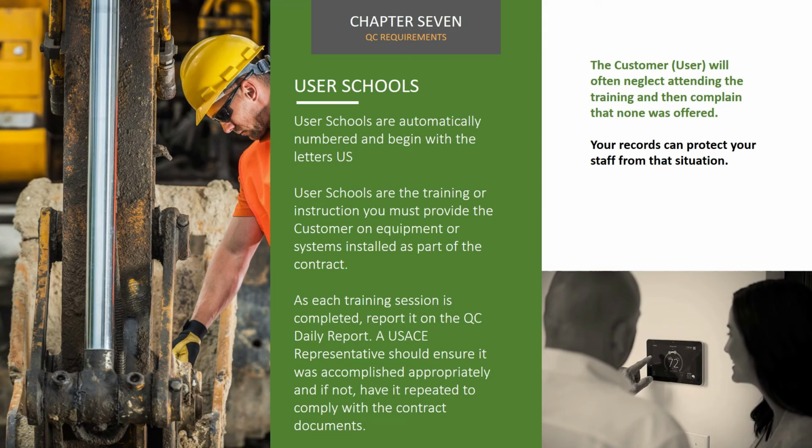User schools are numbered automatically in RMS and will start with the letters US. User schools are the training or instruction you must provide the customer on equipment or systems provided and installed as part of the contract. As each session of the training or instruction is completed, report it on the QC Daily Report. A USACE representative should ensure that it was accomplished appropriately, and if not, have it repeated to comply with the contract documents. The customer, user, will often neglect attending the training and then complain that none was offered. Your records can protect your staff from that situation.